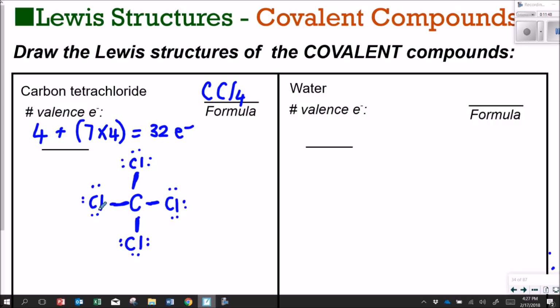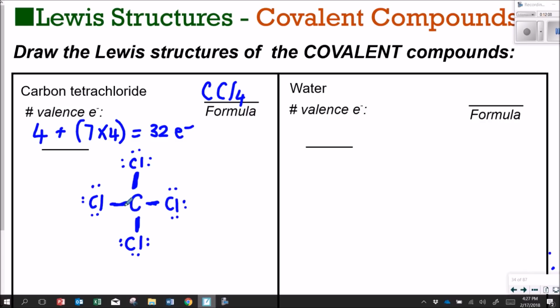Now remember that when a bond forms, these atoms are sharing electrons. So now I check my central atom if it has an octet or not. And carbon is sharing with chlorine, so it has 2, 4, 6, 8.